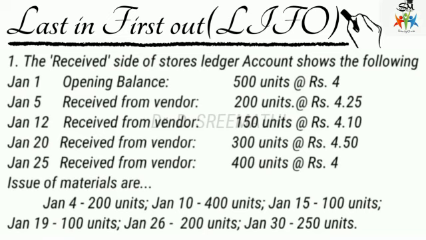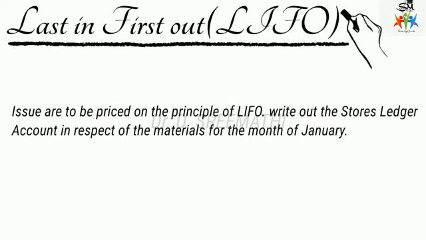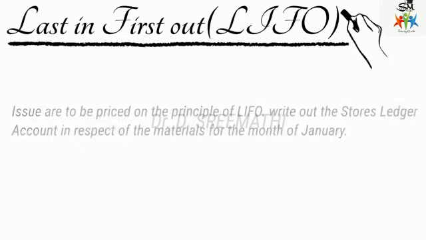Then issues of materials were as follows. On January 4, 200 units, January 10, 400 units, January 15, 100 units, January 19, 100 units, January 26, 200 units, on January 30, 250 units. The issues are to be priced on the principle of last in, first out. So write the stores ledger account in respect of materials for the month of January. So this is your problem.